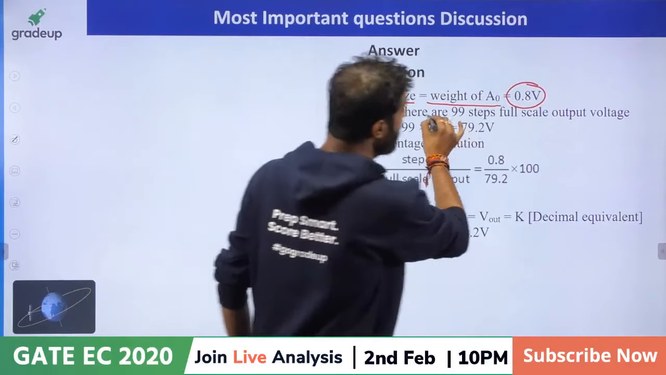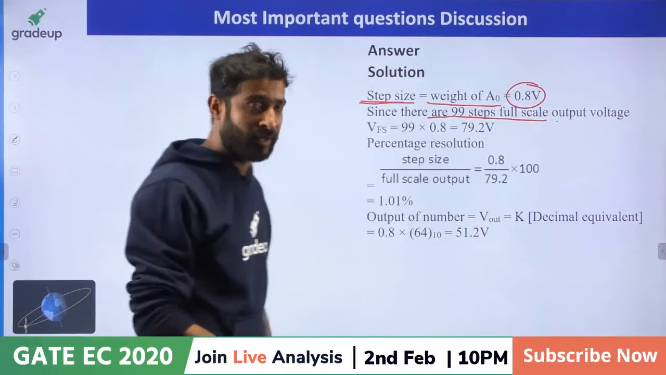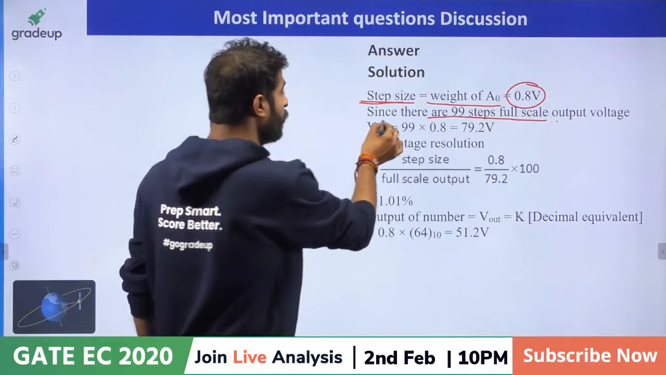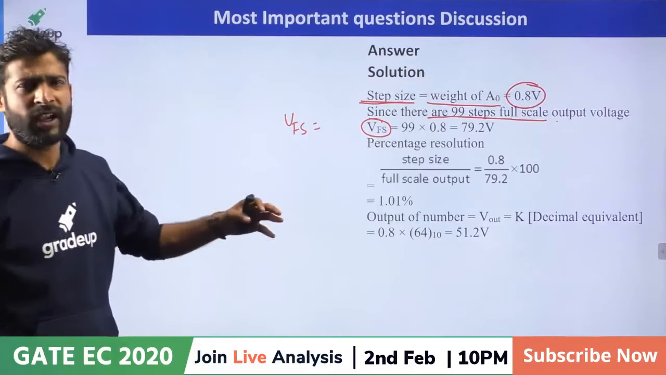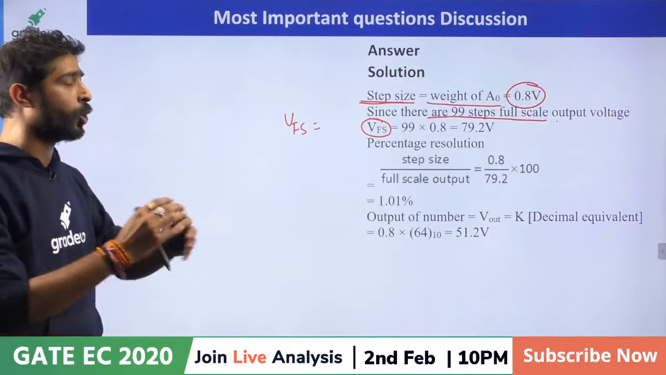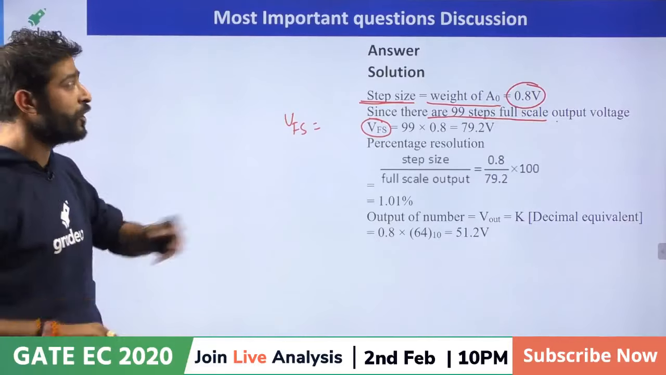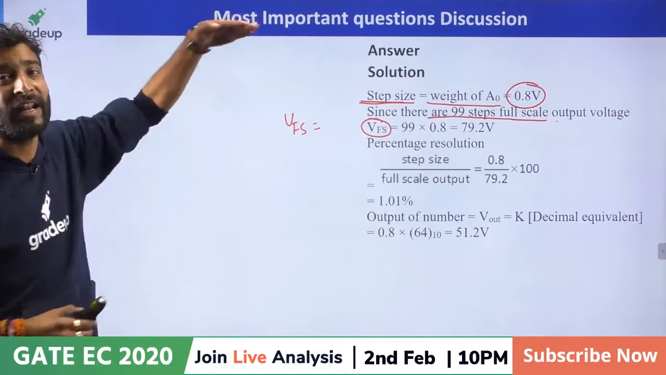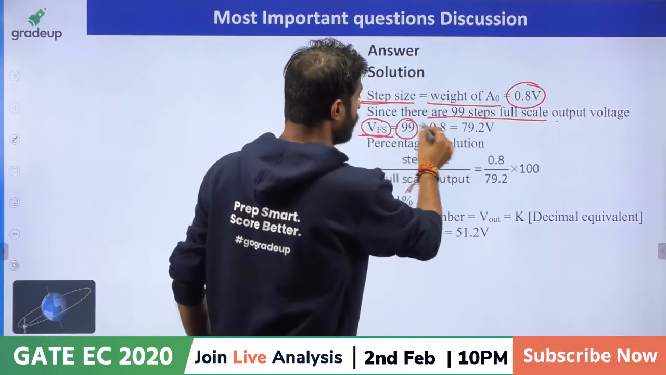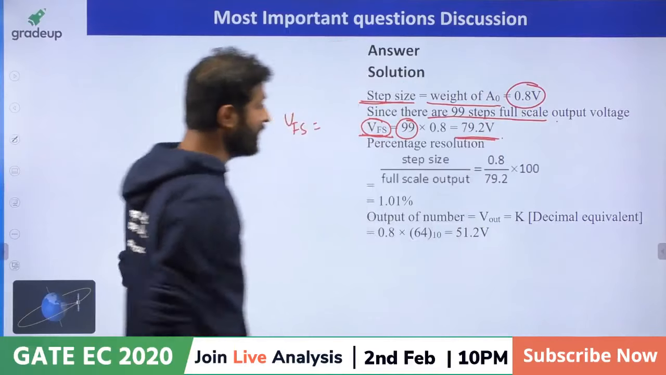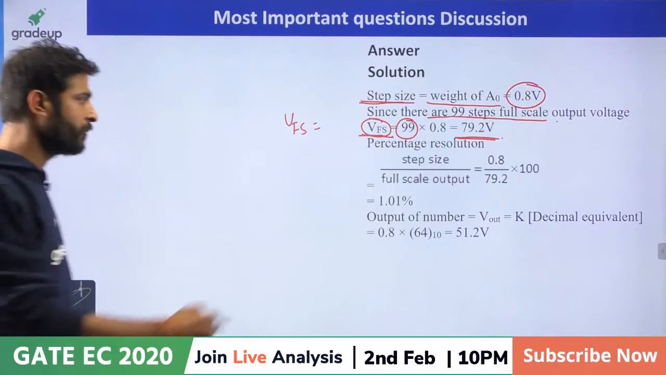Since there are 99 steps to full scale, if you want to find the full scale voltage, it is the total number of steps into the step size. So the final output for the 99 steps is 99 into 0.8, and you will get the answer 79.2 volt, right? That is the option.